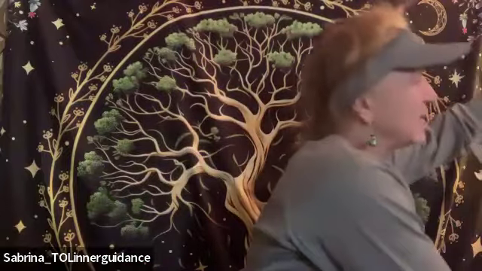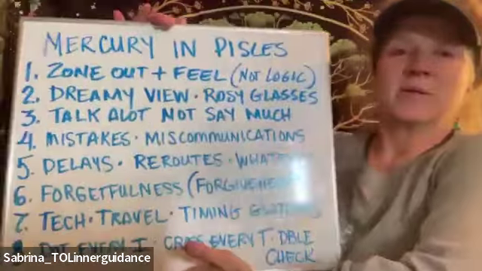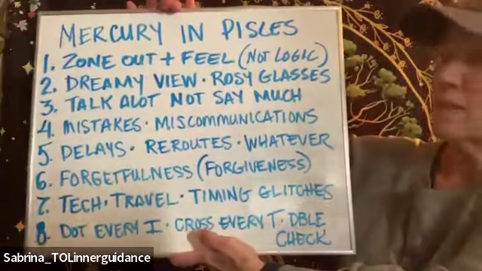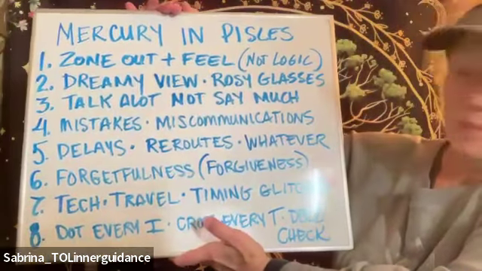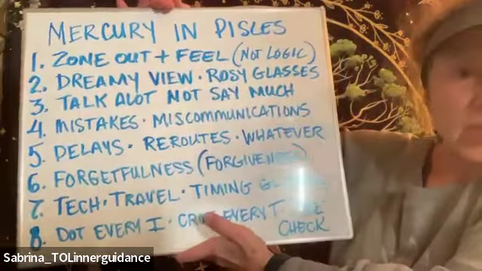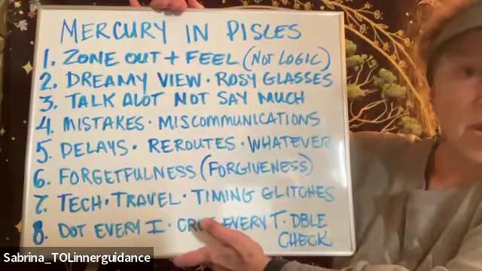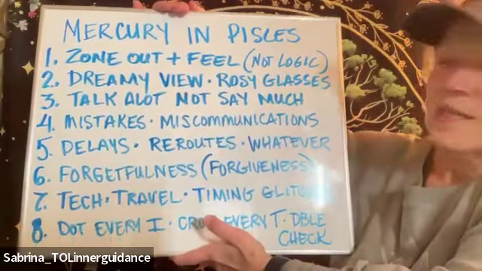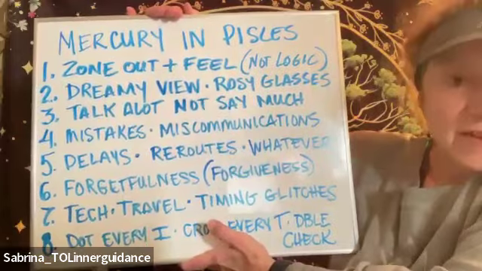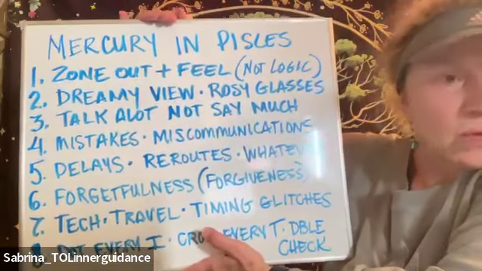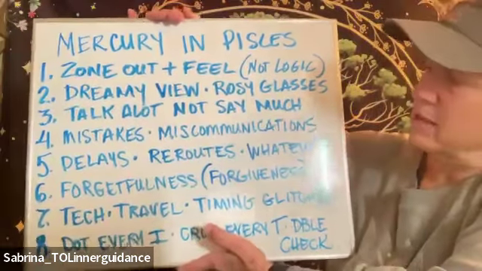I have yet, ladies and gentlemen, another whiteboard. So, here we go. So now we've got Mercury in Pisces. Okay. So Mercury, the planet of communication, in Pisces would rather zone out and feel instead of be logical about it. They want to take the dreamy view of communication. They love the rose colored glasses. Don't we all? Especially these days.